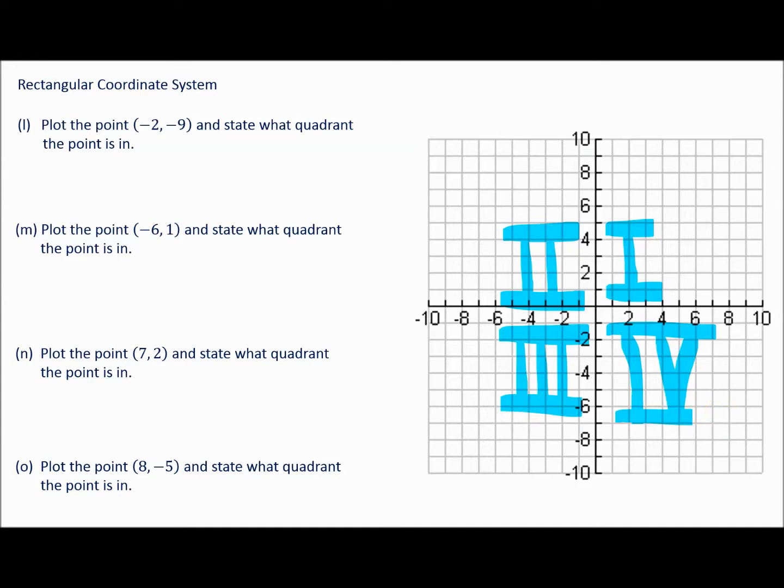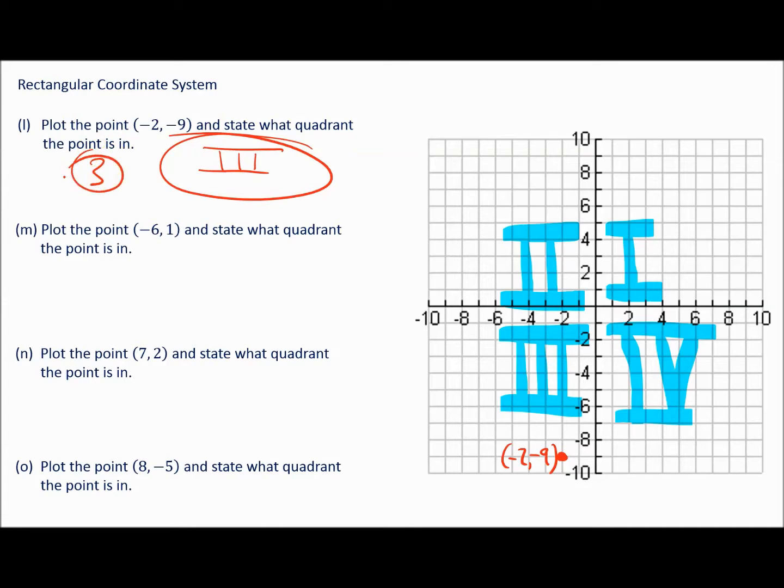So what they want us to do here is plot these points. I think it's worth a pause and plot them. When you come back, we'll see if we get the same answer when we plot. So when I plot -2, -9, I do my x first is -2. So I go to the left, -2, and then I go down right here to -9. So this is the point -2, -9, which I've plotted and labeled. Notice that's in quadrant 3. You don't have to write it as a Roman numeral. If you put 3 like that, I'll be just fine with that.